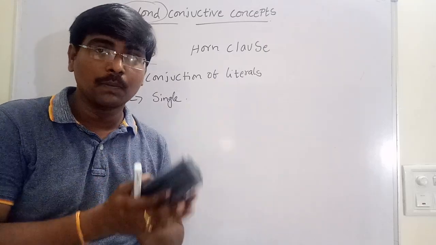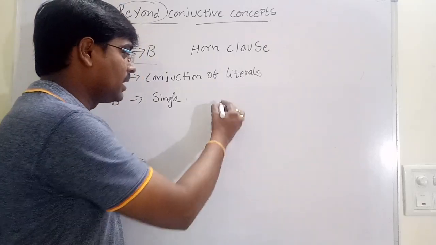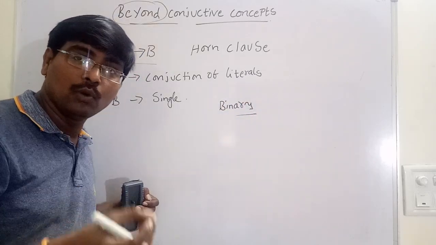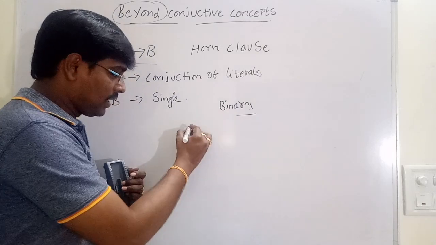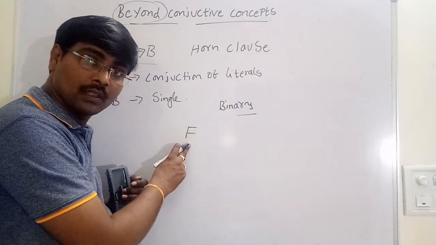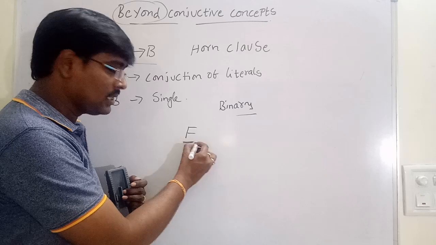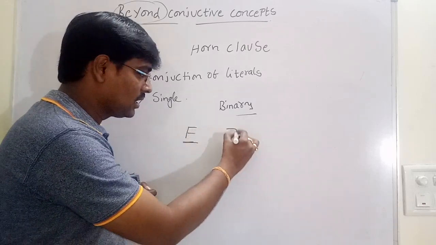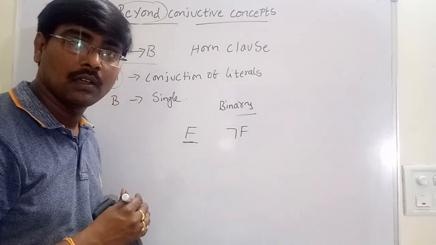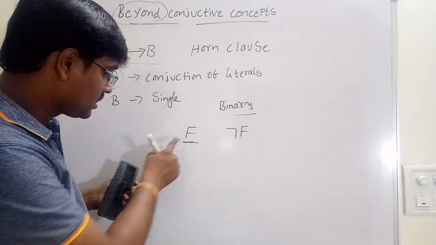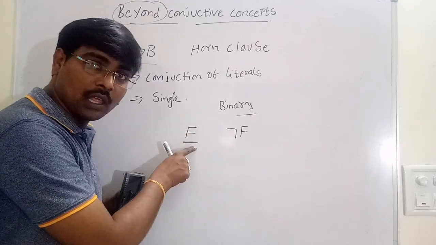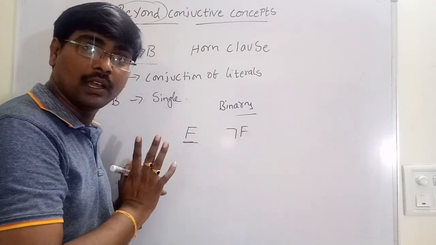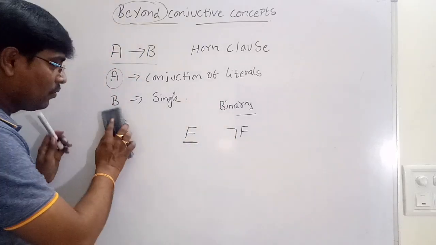Generally, for simplicity, we are assuming binary. Binary means we have two values, either true or false. For example, for a feature f, if it is true, it is called f. Suppose if it is false, it is called negation f. For our simplicity, I am calling the true literals directly by the name, and for false, I am calling with negation f. Suppose I will write down one example.